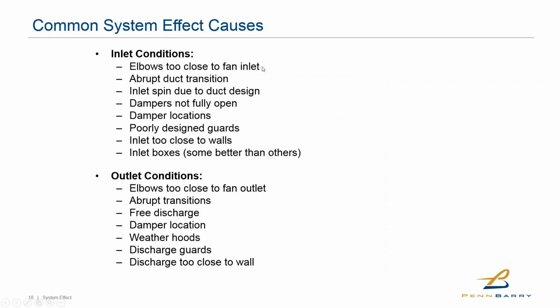I won't read all of these. Cam has provided these to people for reference, but all of these are types of situations that can lead to system effect. If I had to say which one of these is the most frequently caused problem, it'd be elbows too close to the fan inlet, without a doubt. And the next one would be poorly designed transitions, whether that's an abrupt one or it's just too much of a change too fast.